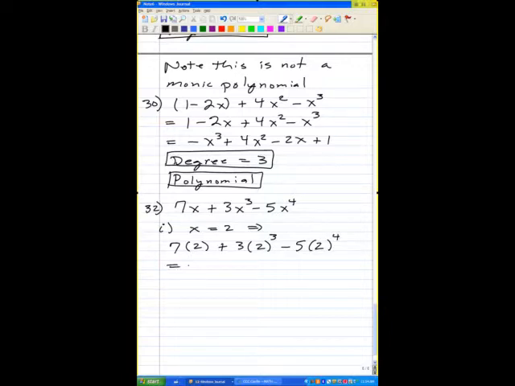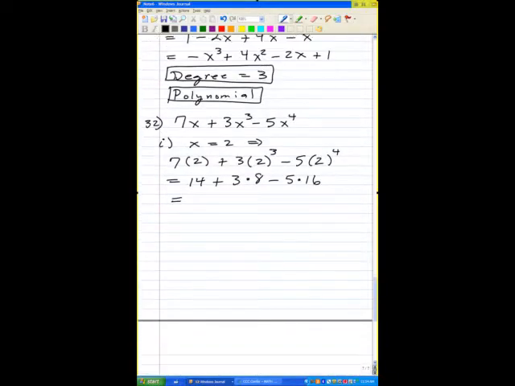7 times 2 is 14. 2 cubed is 8. 2 to the 4th is 16. 3 times 8 is 24. 5 times 16 is 80. 14 plus 24 is 38. Minus 80 is a negative 42. Let me do part 2.